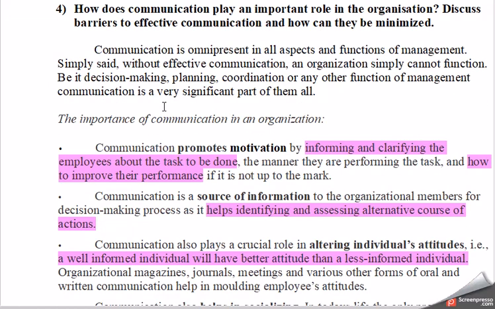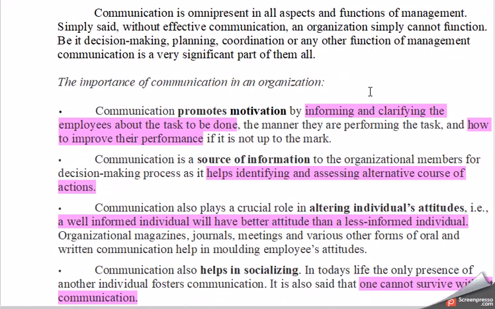So here we see that communication is omnipresent in all aspects and functions of management. Simply said, without effective communication, an organization simply cannot function. Be it decision making, planning, coordination, or any other functions of management, communication is a very significant part of them all. We are going to see the importance of communication.